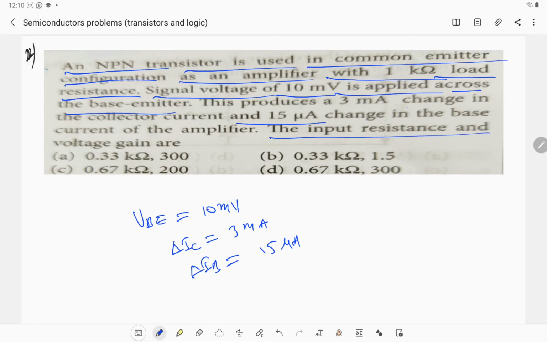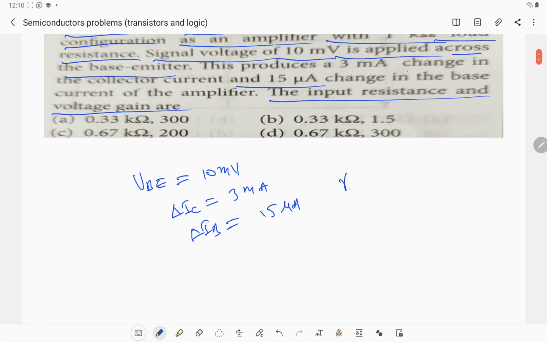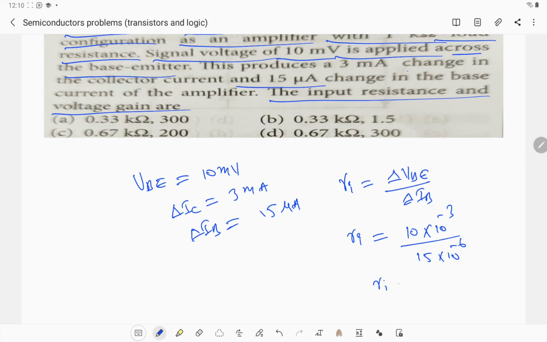Find the input resistance and voltage gain. Input resistance is equal to input potential, that is delta VBE, by input current, delta IB. Therefore, input resistance: delta VBE is 10 millivolts, 10 into 10 to the power of minus 3, by base current 15 microamperes, 15 into 10 to the power of minus 6. This becomes 0.67 kilo ohms. This is the input resistance.